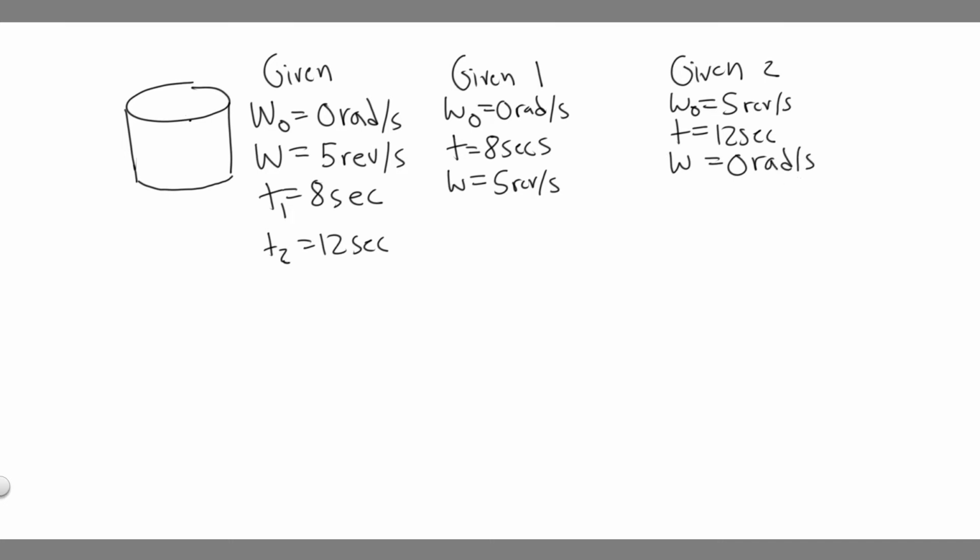So now we've got this information. I always write them as radians per second because when we solve these equations, they need to be in radians per second, and time needs to be in seconds. So we've got to convert these first before we solve.